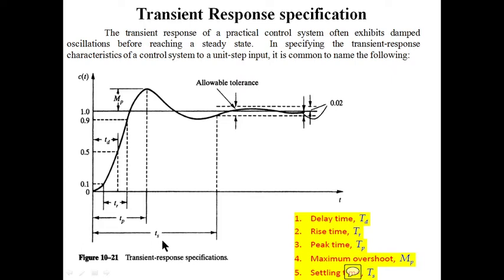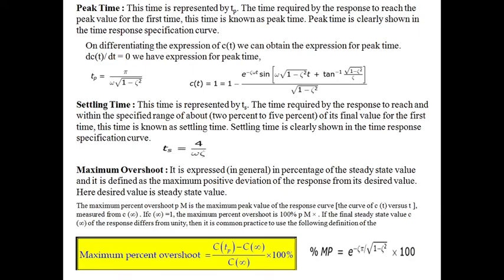Settling time means the time taken by the system to reach the response where the response varies only 2 to 5%. This is the time required by a response to reach and stay within the specified range of about 2% to 5% of its final value for the first time. This time is called the settling time. Settling time is clearly shown in the time response specification curve, which I have already shown you. Ts can be calculated as 4 upon omega n into zeta.